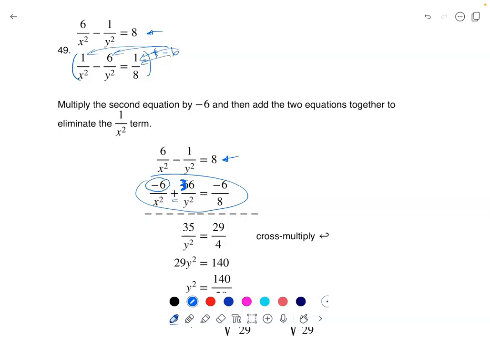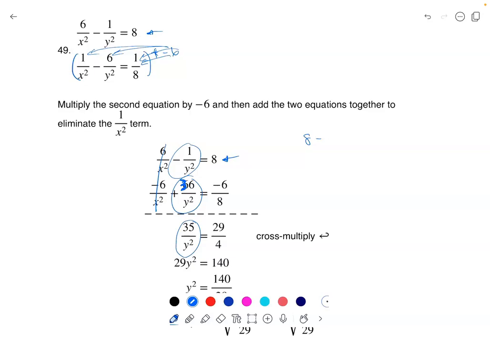Okay, so with all of that, let me just carefully erase some of my scratches here. When I go to add these terms together, these eliminate by design, and then -1 over y squared plus 36 over y squared is 35 over y squared. So I did get that one right.